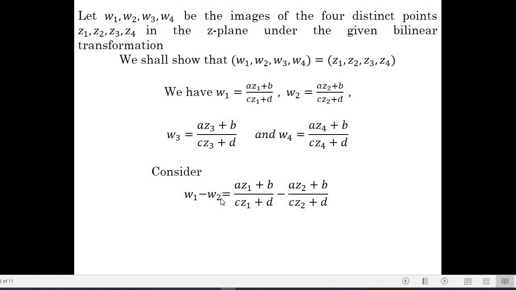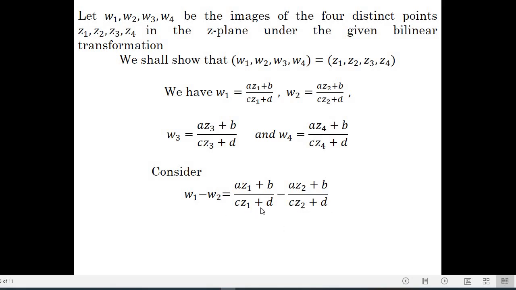I have considered W1 minus W2. That is equal to, what is W1? AZ1 plus B divided by CZ1 plus D minus W2, which is AZ2 plus B divided by CZ2 plus D. So take the LCM of these two terms.